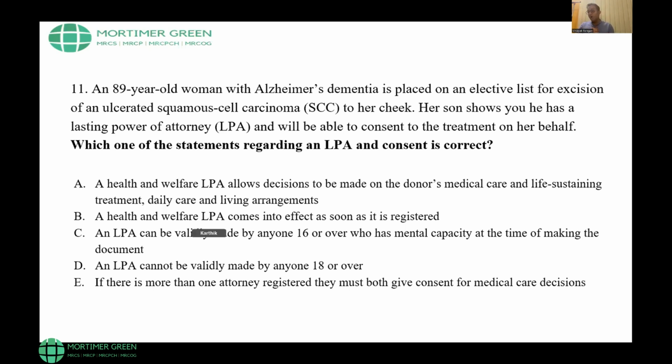So in health and welfare, option B is wrong. In health and welfare, LPA comes into effect as soon as it is registered. No.